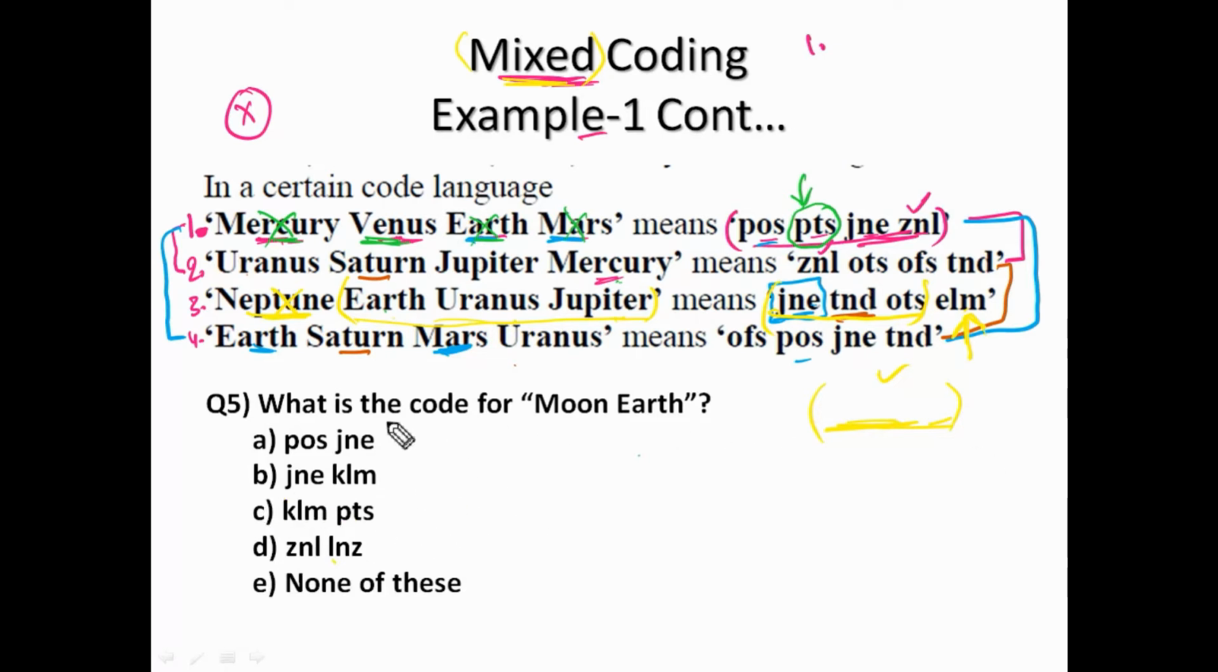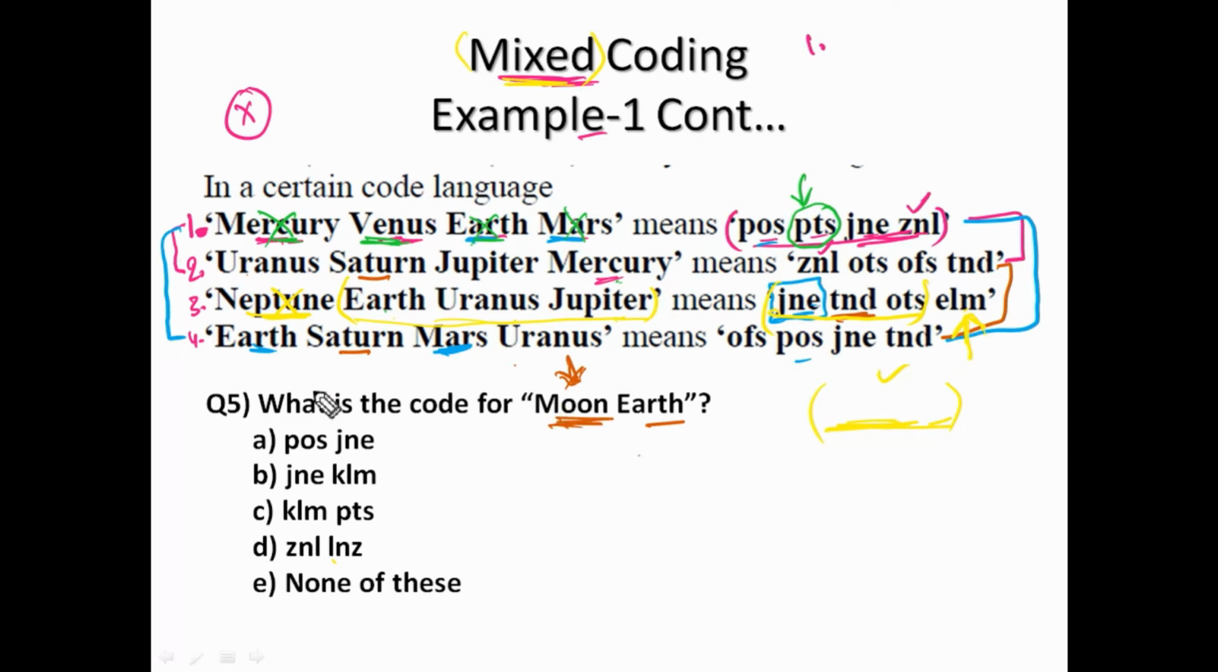It is also used. Okay. What is the code for moon earth? Sir, where is moon? Yeah, moon is not there anywhere. So maybe something is given wrongly, right? Wrong question, right? No sir, it is not a wrong question.